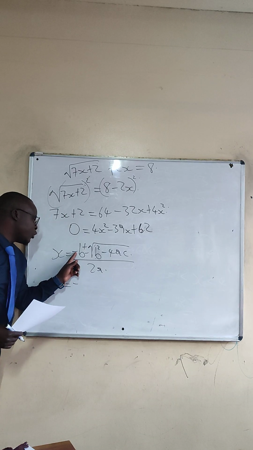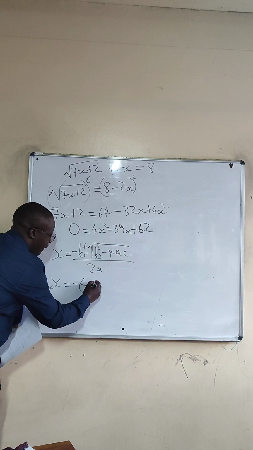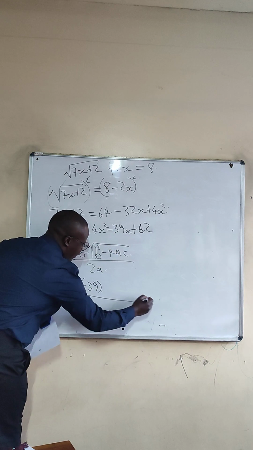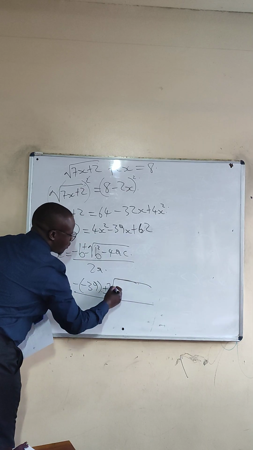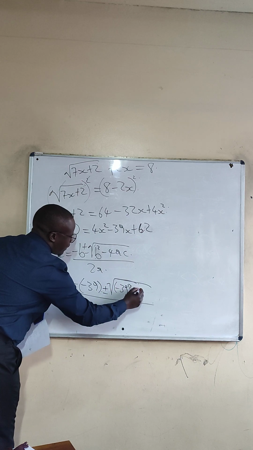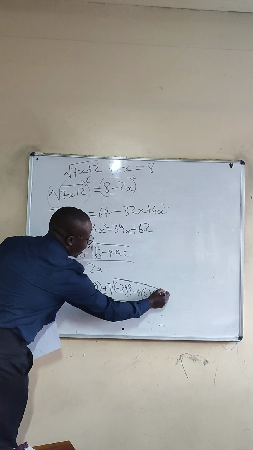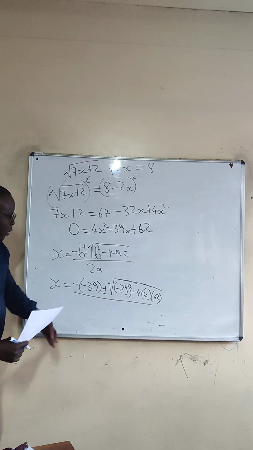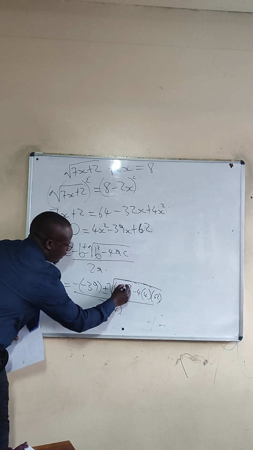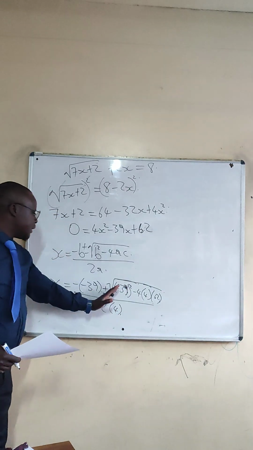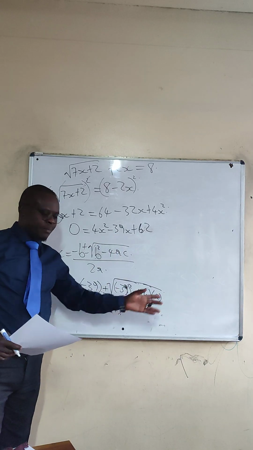I prefer you put your negative in the formula and you respect your b, which is in this case negative 39. Everything plus or minus a square root, which is going to be negative 39 squared minus 4, our a is 4, our c is 62. Everything is under a square root divided by 2a, our a, which is 4. So negative 39 squared, that's our b, subtract 4ac.